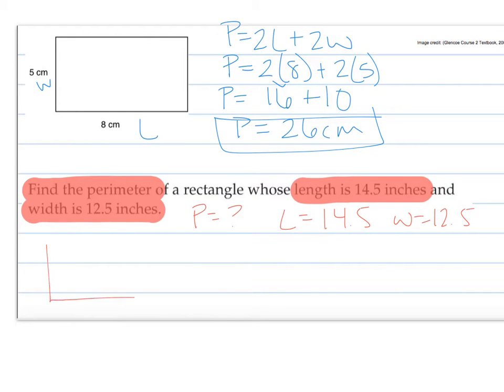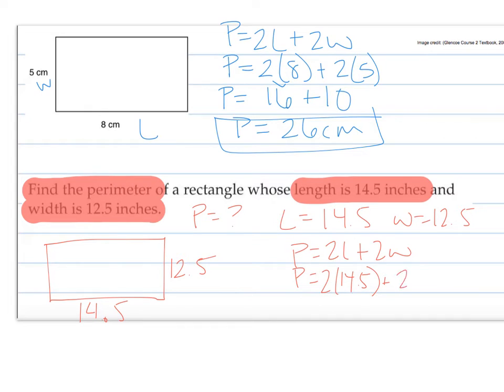Maybe I draw a picture. Maybe it's not going to be an accurate to scale picture by any means, but it will help me maybe visualize. And then I write my formula. And I plug in what I know. And then I work on solving. So I know that twice of 14 is 28, so another half would be 29. 12 is 24, so another half is 25. And I add those together for 54. And then since this was in inches, inches.